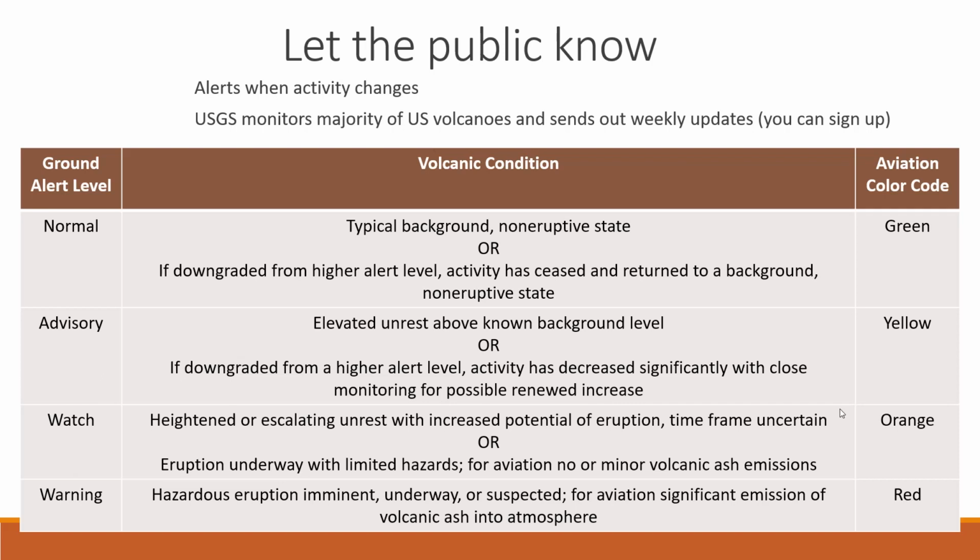They have two alert codes, so they have what they call the ground alert, so that's either normal, advisory, watch, or warning, and then they have the aviation, which is a color code. So when there's an increase in potential activity, those codes will go up, and then they will go back down. There are certain volcanoes that always live in the advisory or the yellow, that there's always that potential. Many of our volcanoes live in the normal and the green.